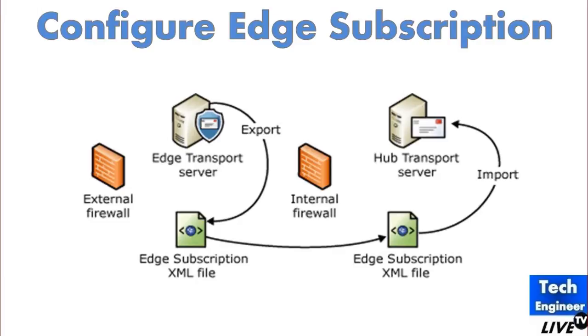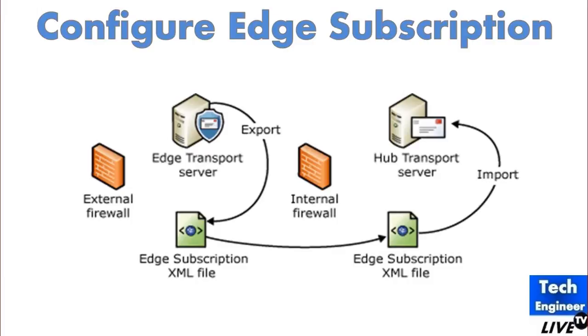That's why the default exclusions are required on it, and if they are already there by default, then no problem. But if not, then you have to make sure the firewall exclusions are added. Now let's move to our edge transport server and find out more about how to create an edge subscription.